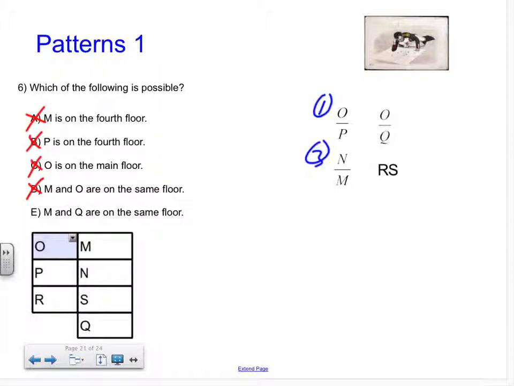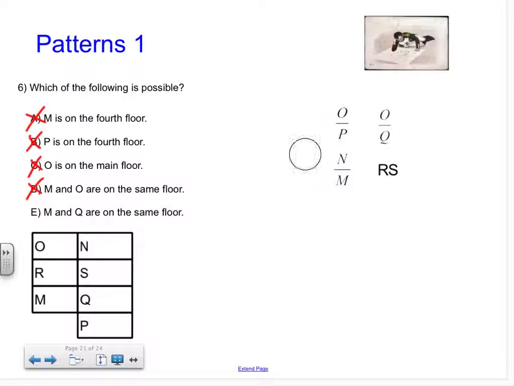How about M and Q? Well, we can make a quick change here. Let's start from scratch. And I have a feeling this one will work out. So let's put O and N on top. What else do we have? R and S need to go together. Let's try M and Q together. And P can go on the bottom.